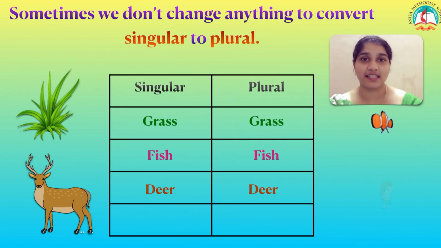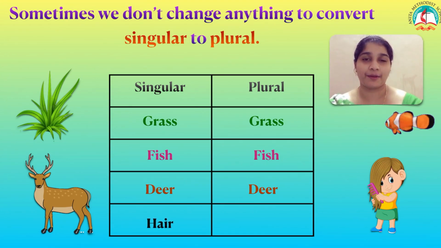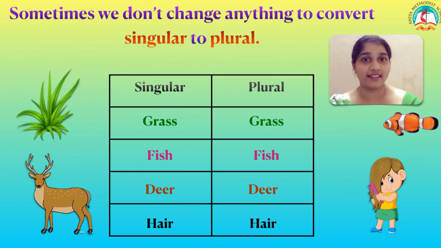Here is the last example. Here is a hare. So what is the plural form of hare? It is hare again. So in these words, we don't change anything to convert them into plural.